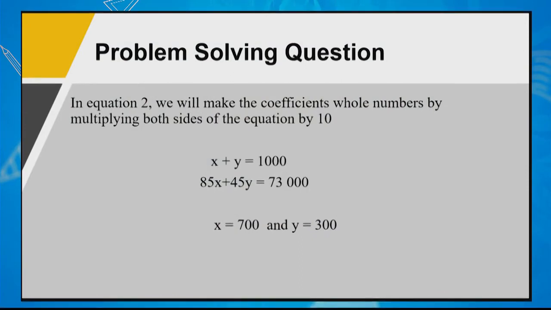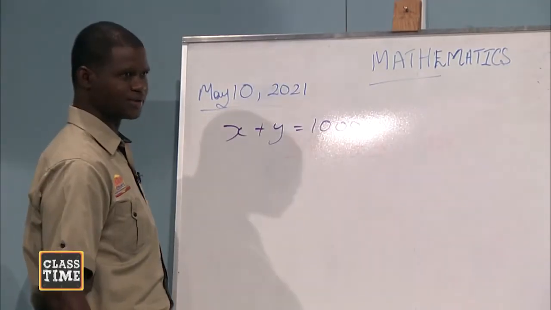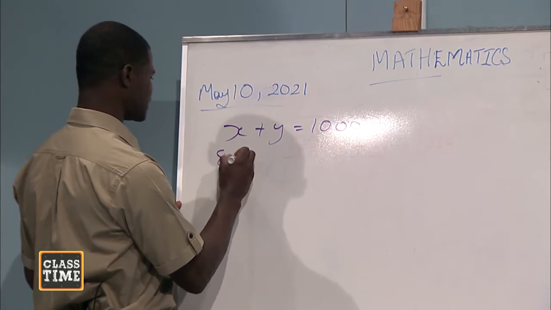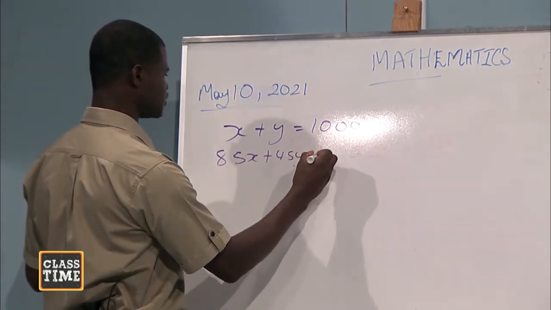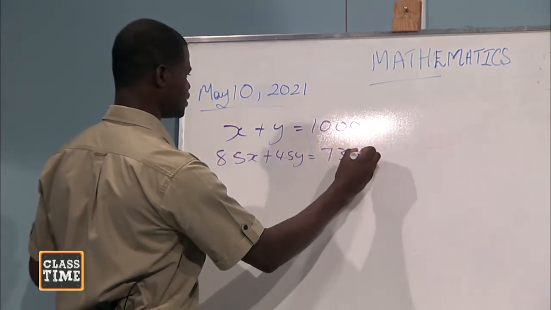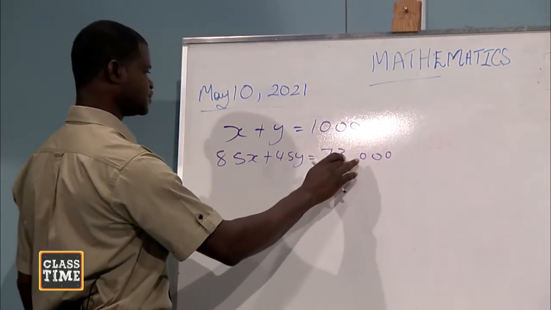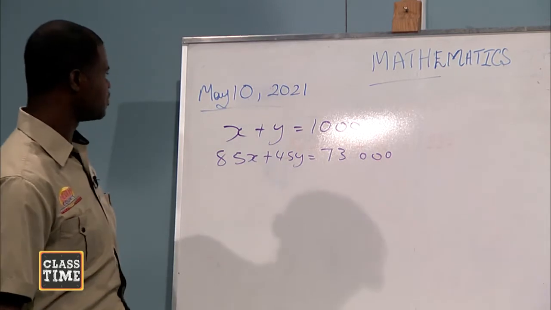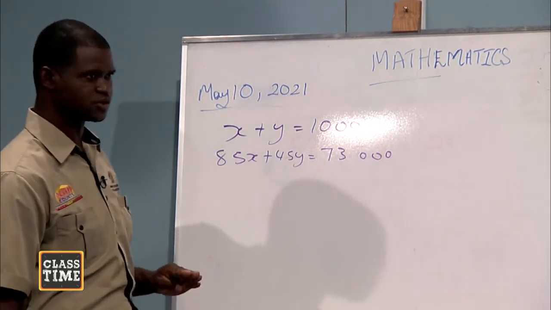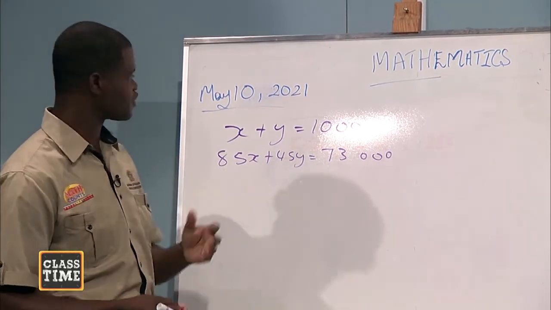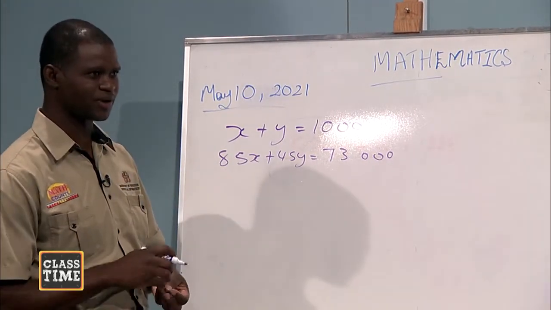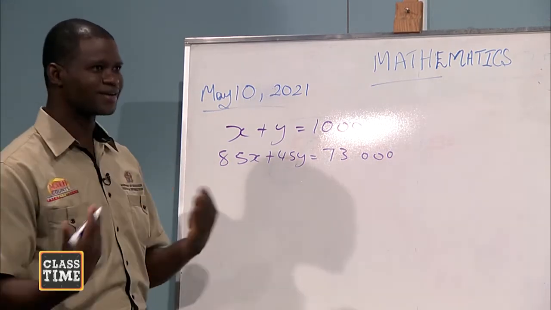All right, so our equations. First equation, x plus y is equal to 1,000. Then it's 85x plus 45y is equal to 73,000. Now, the method I'm going to choose is substitution. The reason I'm choosing substitution is that I realize that in equation 1, for example, the coefficients there are 1.